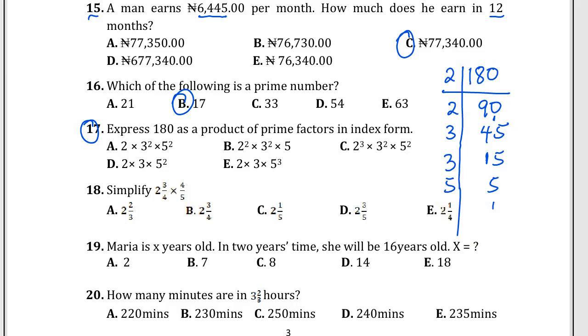That's all. So how many 2's do you have? 2. That's 2 raised to the power 2. How many 3's do you have? 2. 3 raised to the power 2. How many 5's do you have? 1. Just 5. Your answer is 2 squared times 3 squared times 5, which is option B. We're almost done.